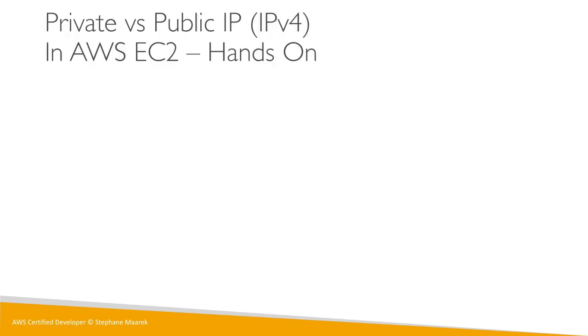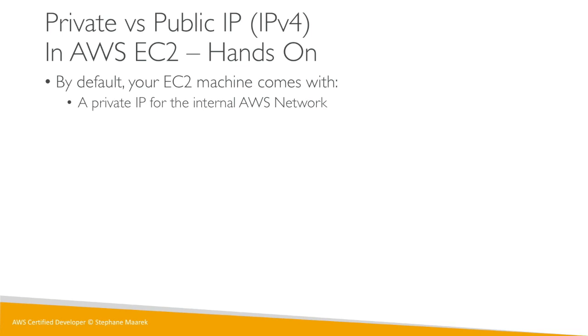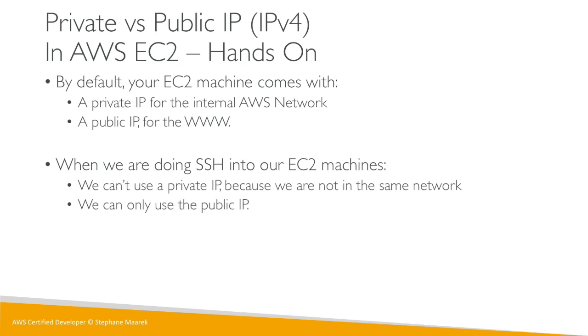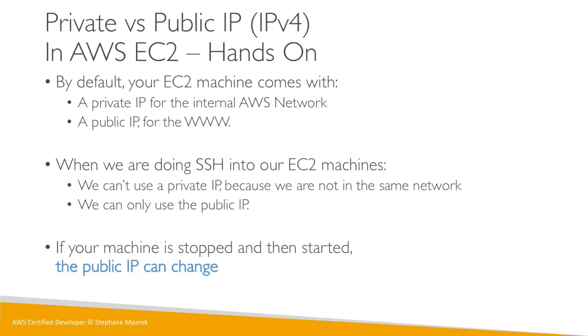Now let's go ahead and do a quick hands-on so we can get a good feeling for all these things. By default, our EC2 machine will come with a private IP for the internal AWS network, a public IP for the WWW, so the World Wide Web, and then when we're doing SSH into our EC2 machines, we cannot use a private IP because we're not on the same network, unless you have a VPN. We can only use the public IP if you don't have a VPN, and if your machine is stopped and started, the public IP can change. So now let's go and observe all these behaviors.